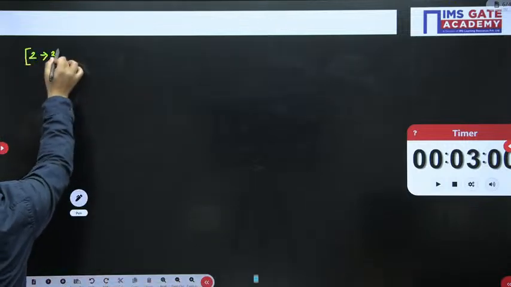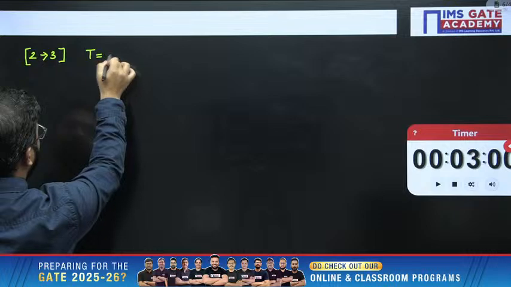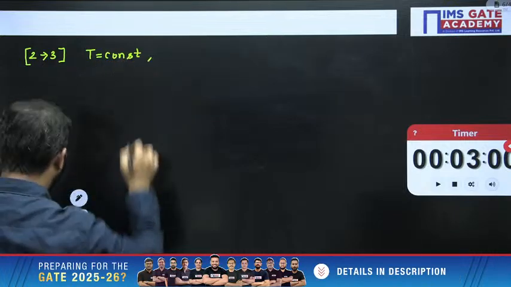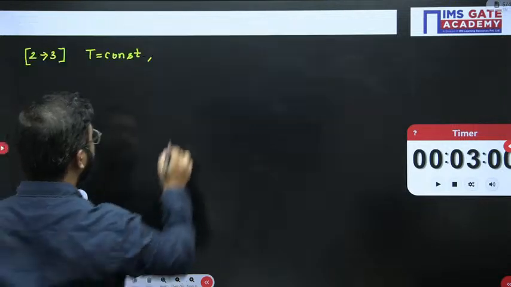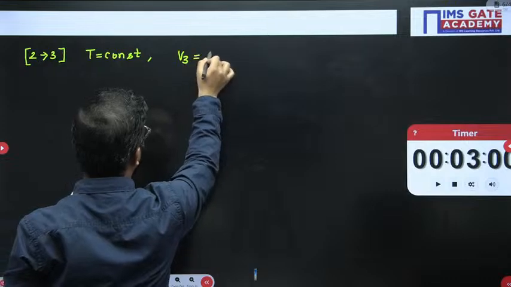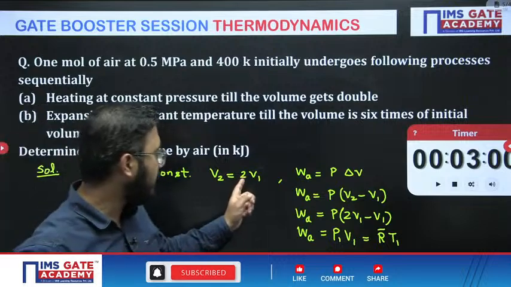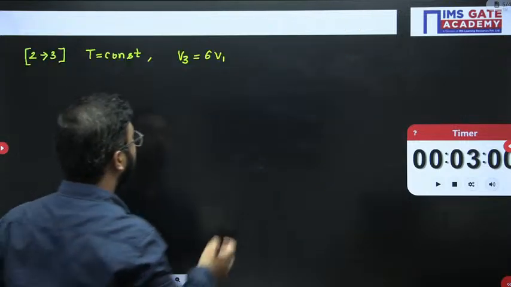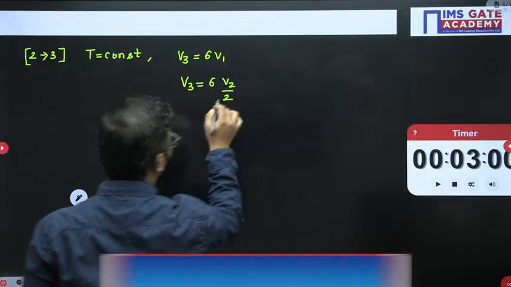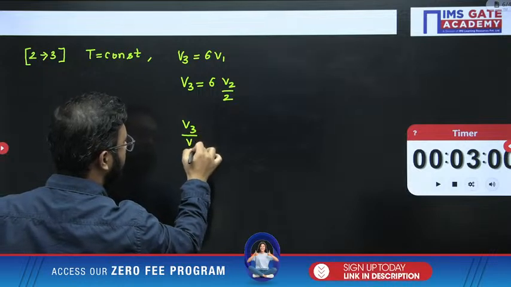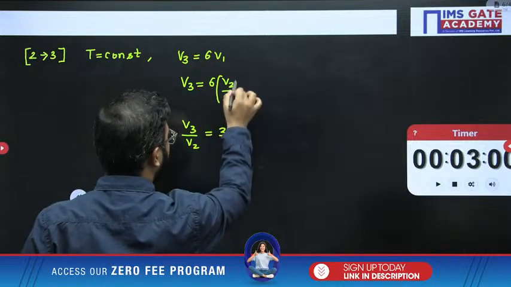Okay. For process 2 to 3, they have mentioned constant temperature. Temperature is constant. And what they have mentioned, till the volume is 6 times of initial volume. It means they have given V3 is 6 times of V1. Now already I have understood V1 is nothing but V2 by 2. So I can write V3 equals to 6 V2 by 2 or V3 by V2 as 3. Like this we can write. Is that clear? Instead of writing V1, I have written V2 by 2.